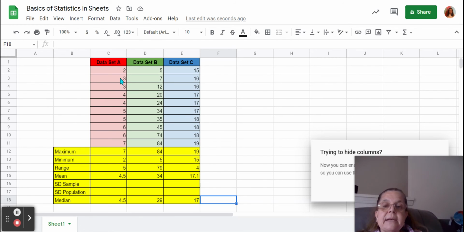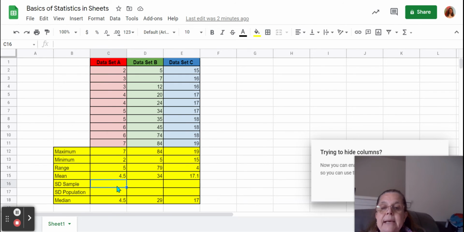So what this does is it figures out how far is 2 from 4.5? How far is 3 from 4.5? How far is 3? And so forth. How far is 7 from 4.5? It gets all of those distances from the mean, adds them up, and divides by the quantity to give you the average distance from the mean. So it basically tells us if the data is going to be bunched up or spread out.